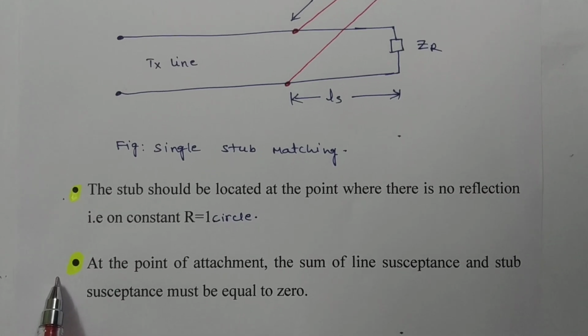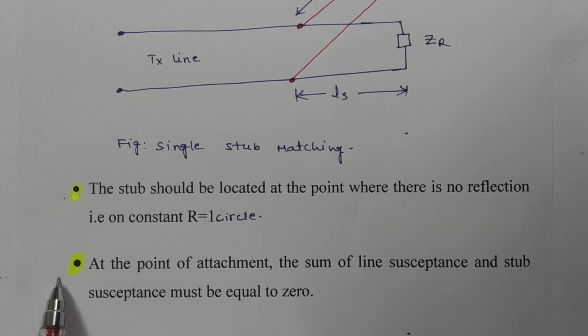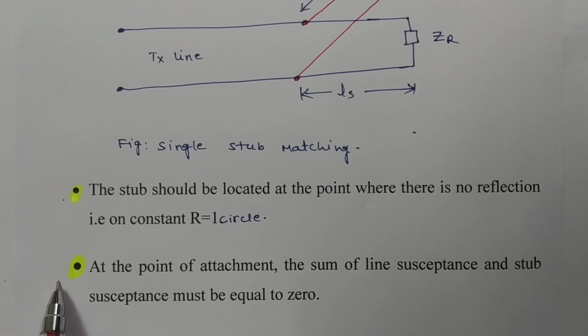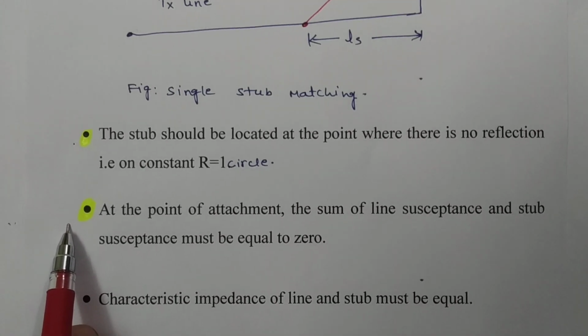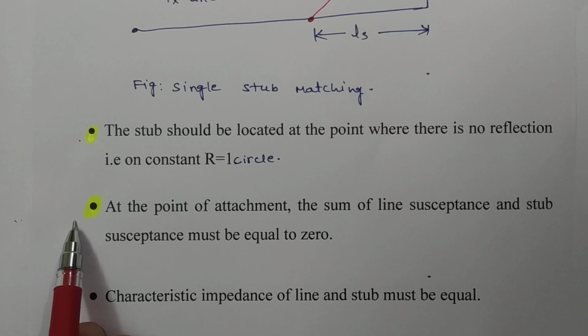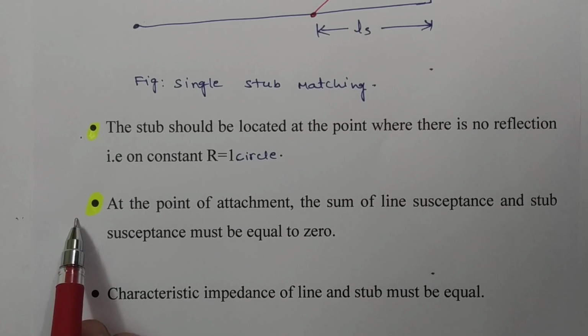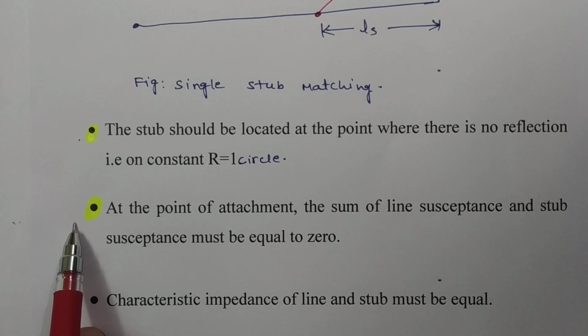At the point of attachment, the sum of line susceptance and stub susceptance must be equal to 0. The characteristic impedance of the transmission line and the stub must be equal.